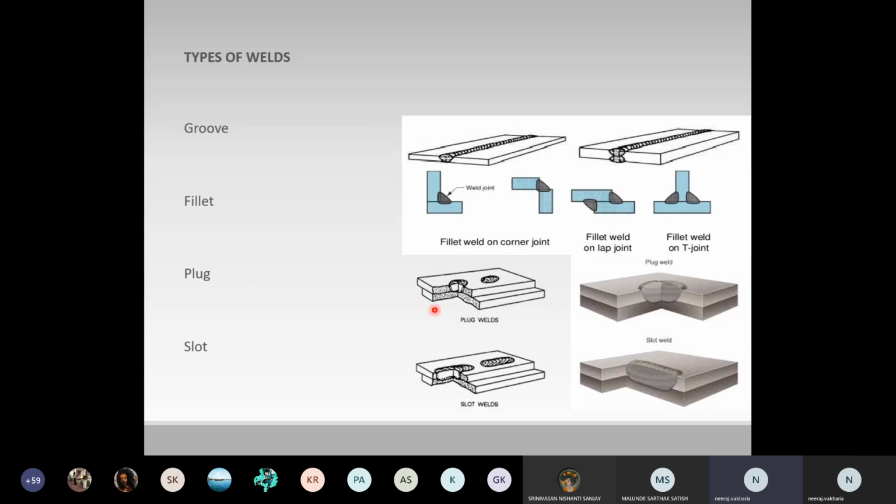Then plug joint. This is not mostly used because it has low resistance compared to the fillet and groove joints. So in plug joint, generally the bottom plate is connected to the top plate by creating a void in the top plate and inserting the material into that created area and creating a homogeneous joint. In slot, it is a modified way of plug, where we create longer voids so that the connected area is more, and it creates a better joint.